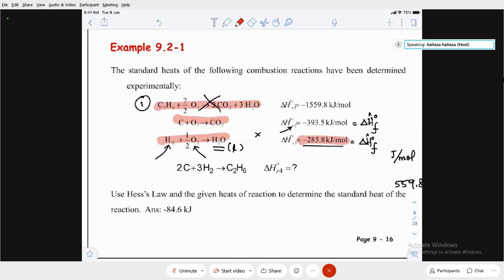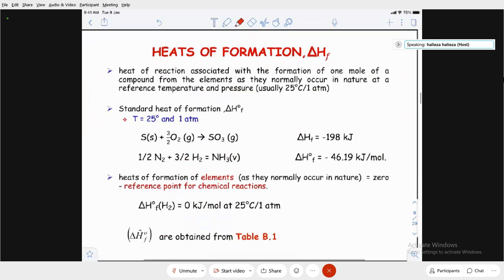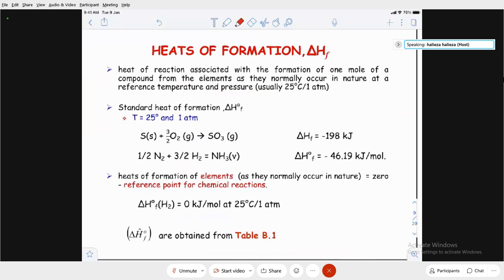So now let's have a look at more examples. Before looking at examples, the definition of heat of formation. Heat of formation is when you form 1 mole. Your product must be 1 mole. Do not put 2 mole, do not put 3 mole. It should be 1 mole of your product or your compound from the elements that occur naturally at a reference temperature, usually 25 degrees and 1 atm. That is the definition of heat of formation. So the standard heat of formation, that superscript implies that it is at 25 degrees and 1 atm.